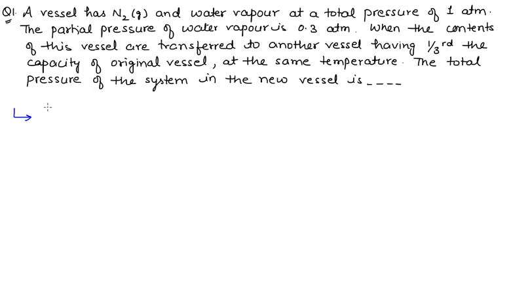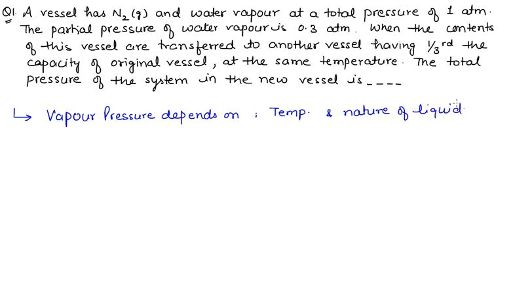So for this, the first thing that we must know is that the vapor pressure of a liquid depends on two factors: temperature and nature of liquid. It means that right now whatever vapor pressure of water is, that is if it is 0.3 atmosphere, if the temperature is kept constant and nature of liquid is also same, so the vapor pressure will not change by changing the volume.